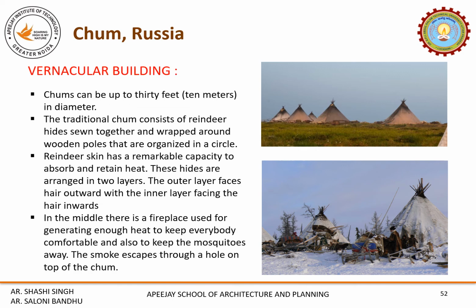Talking about the vernacular dwelling of a choom. Chooms are around 30 feet in diameter and around 20 feet in height. A choom consists of reindeer hide sewn together and wrapped around wooden poles that are organized in a circular manner. These reindeer skins have a capacity to absorb and retain heat. These hides are arranged in two layers. The outer layer faces hair outwards, with the inner layer facing the hair inwards.